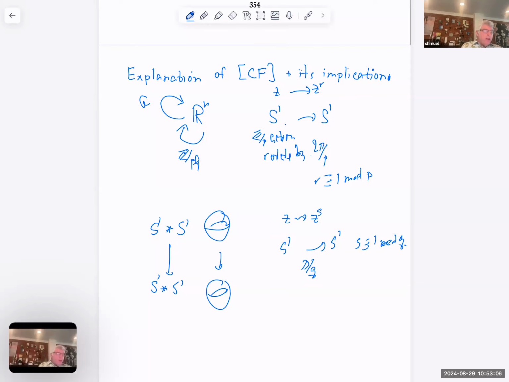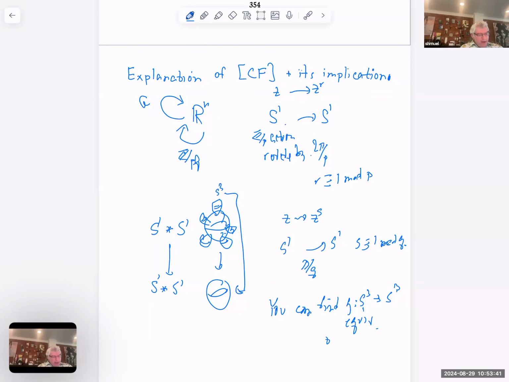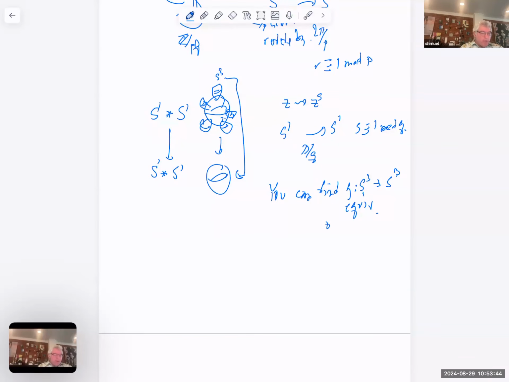Now from such a map, what I could do is pinch off along a free orbit, and on this take any map from the 3-sphere to the 3-sphere, and then just move it along using the group action. So they observed that combining all of these, you can find g mapping S^3 to S^3 that's equivariant and of degree equal to 0.